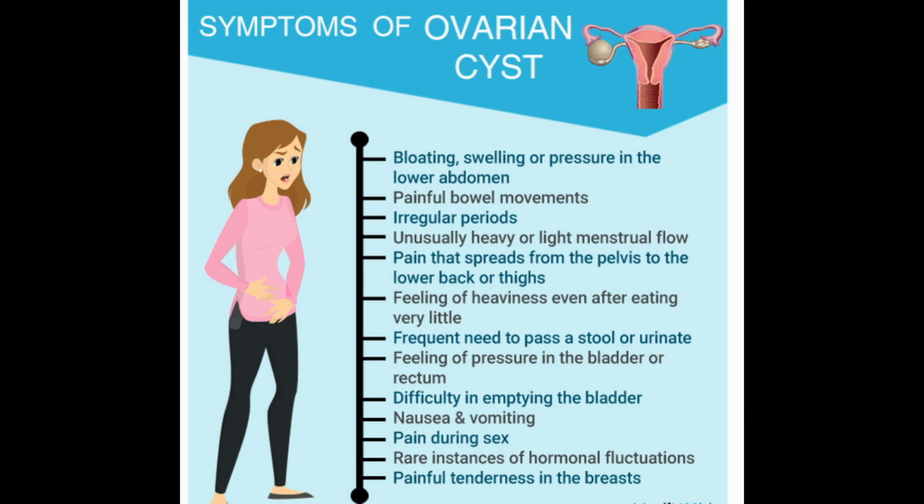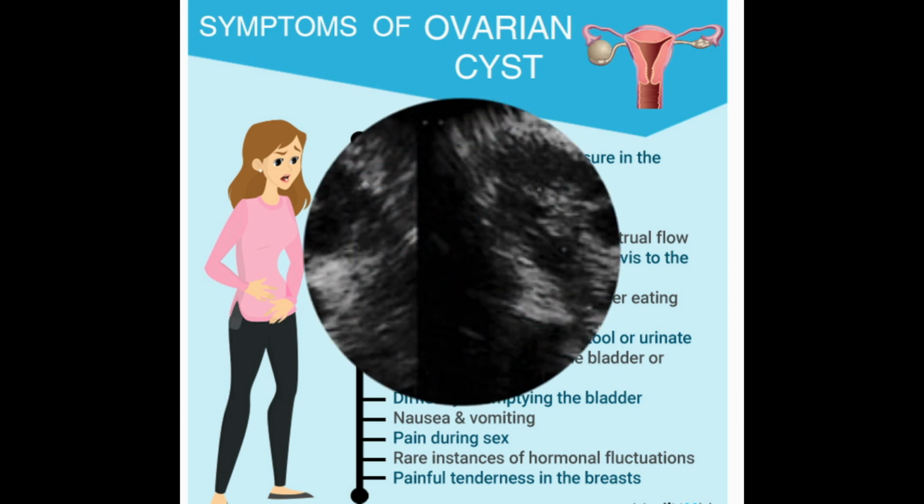The following symptoms need immediate medical attention: severe abdominal pain that comes on suddenly, which may be a sign of a ruptured ovarian cyst. Fainting, weakness, dizziness, rapid breathing, abdominal pain that occurs with vomiting and a fever.